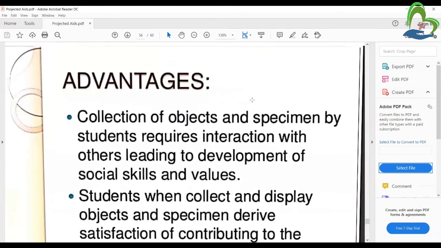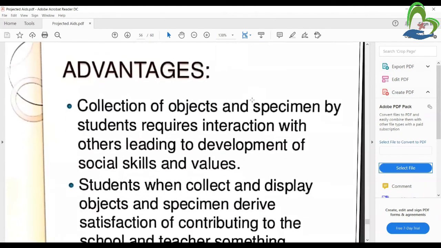Right? Advantages. Collecting and observing specimens by the students requires interaction with others, leading to the development of social skills and values. So whenever there is communication and interpersonal relationship in the collection of the object specimen, they then develop social skills, information regarding the programs, and values.